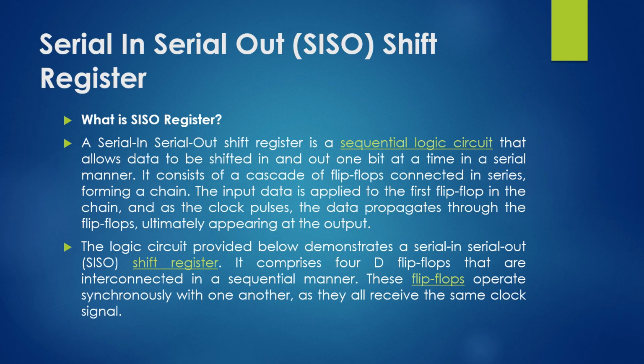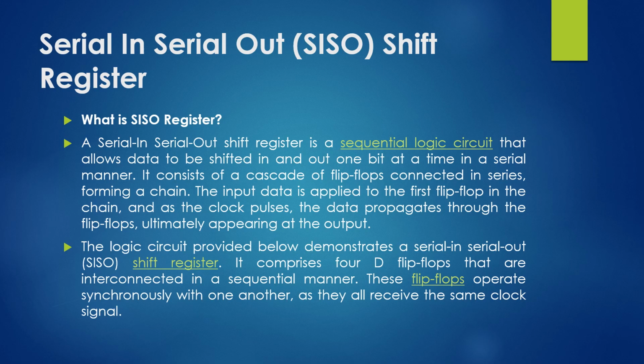What is a SISO register? It's a sequential logic circuit that allows data to be shifted in and out one bit at a time in a serial manner. It consists of a cascade of flip-flops connected in series, forming a chain. The input data is applied to the first flip-flop in the chain, and as the clock pulses, the data propagates through the flip-flops. The logic circuit provided below demonstrates a serial in serial out shift register.